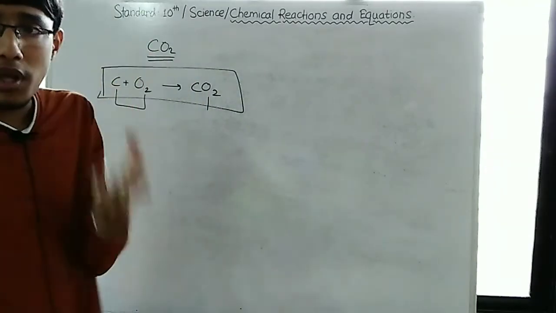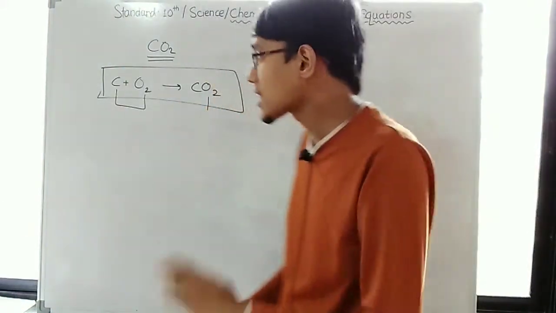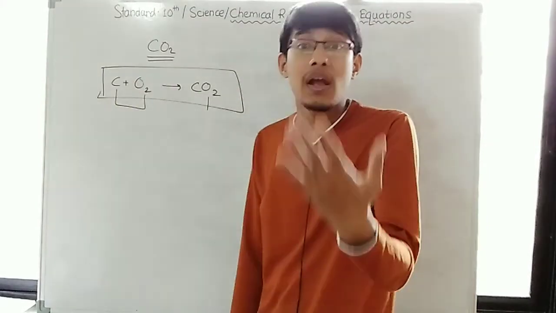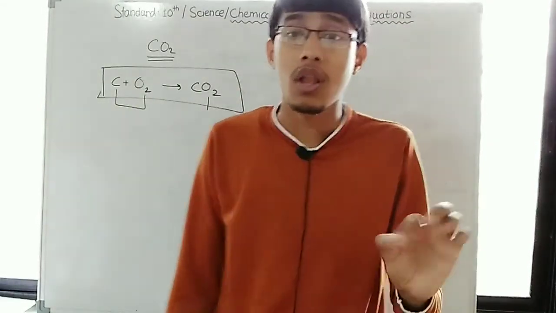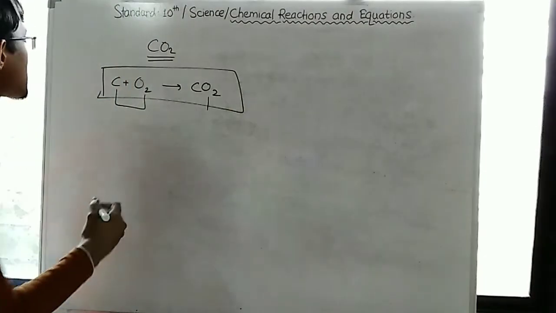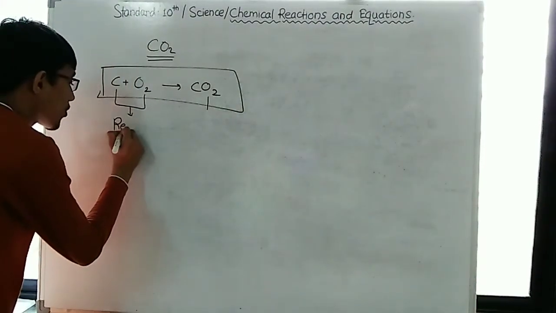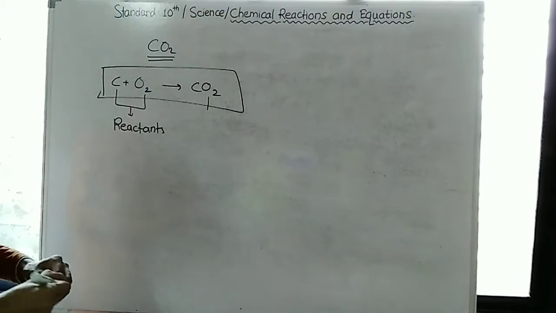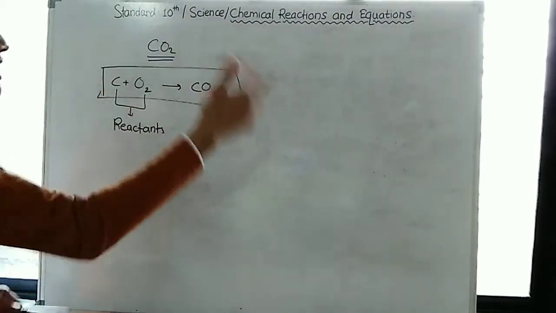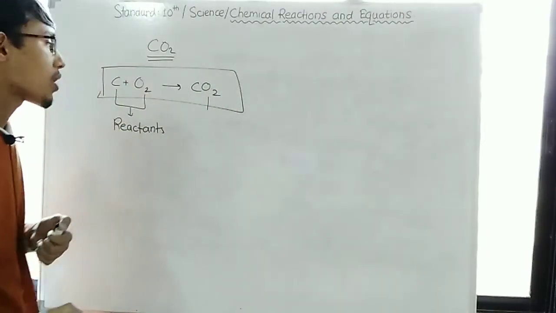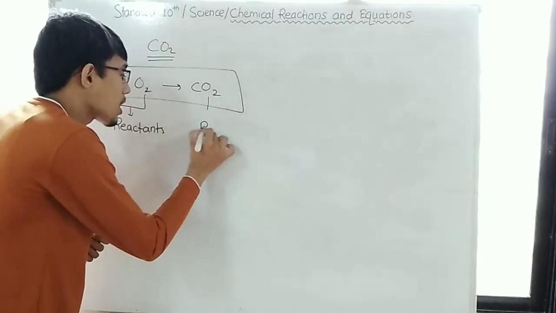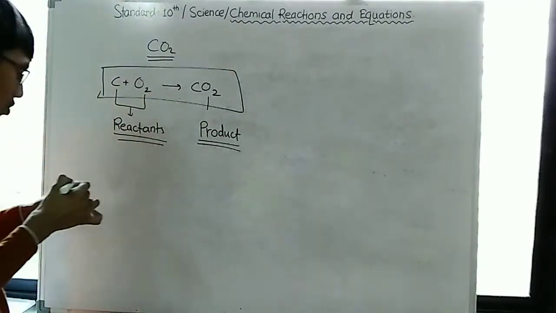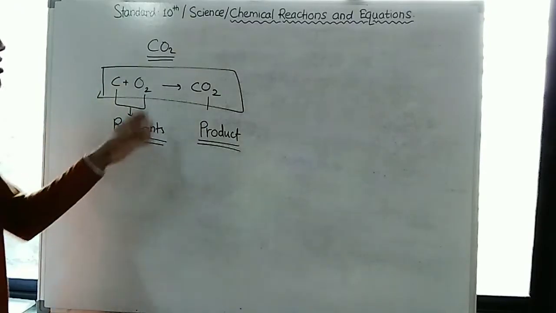The molecules or the compounds which are on the left side of the arrow in a reaction or an equation are called reactants. Whereas the compound formed on the right side of the arrow is called the product. So reactants are on the left side and the product is on the right side.